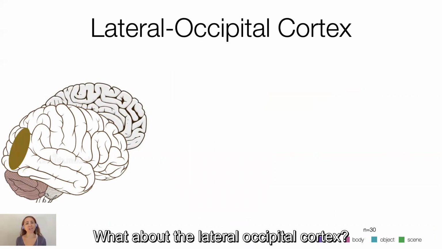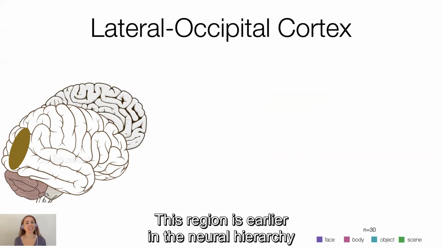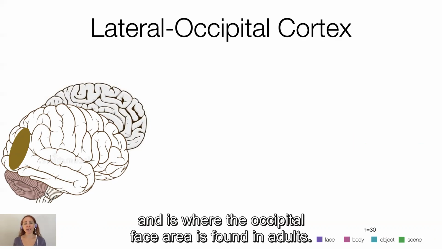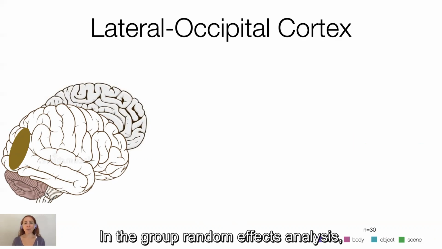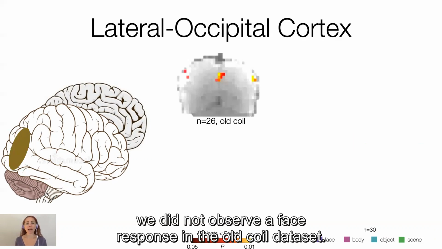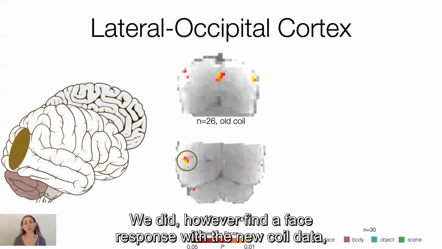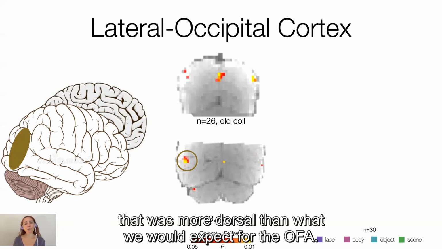What about the lateral-occipital cortex? This region is earlier in the neural hierarchy than the ventral-temporal cortex and is where the occipital face area is found in adults. In the group random effects analysis, we did not observe a face response in the old coil datasets. We did, however, find a face response with the new coil data that was more dorsal than what we would expect for the OFA.